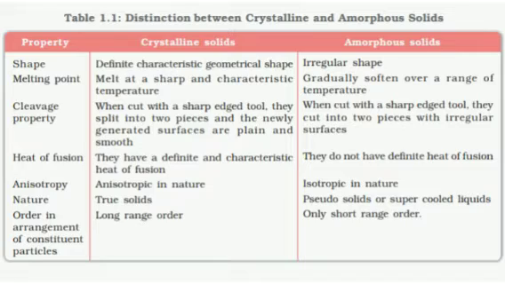Crystalline solids are true solids. On the other hand, amorphous solids are pseudo-solids or supercooled liquids. Crystalline solids have a long range order, whereas amorphous solids only have a short range order.